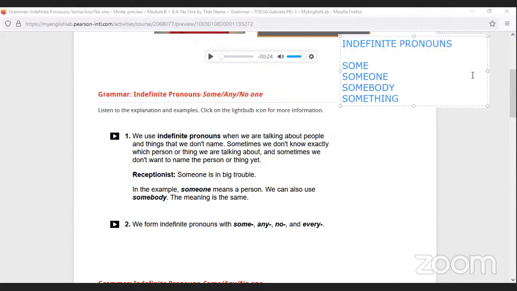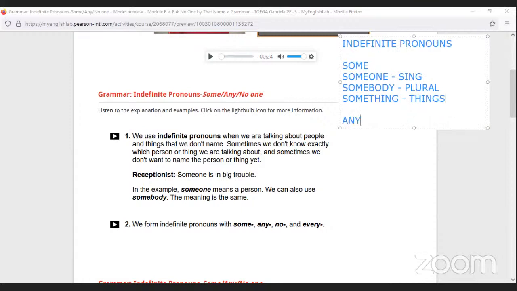So we have to know the meanings. In this case, we use someone. This is for singular, right? And we use somebody in order to talk about plural. With something, we will talk about things, okay? So it means like alguien, alguien, and algo, right? But singular, plural, and things.